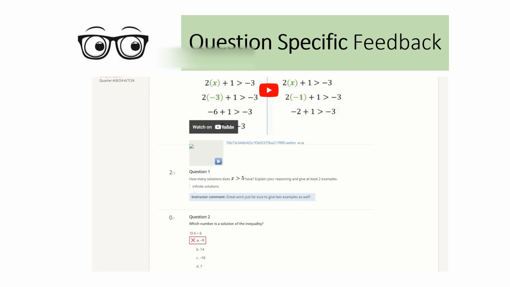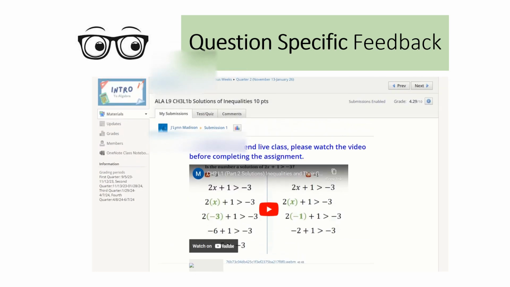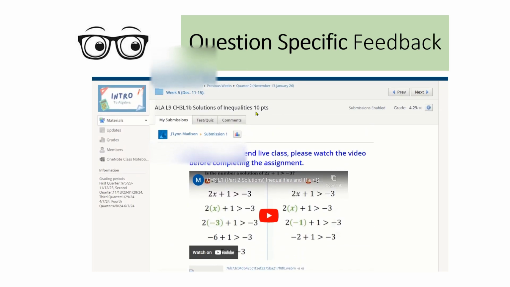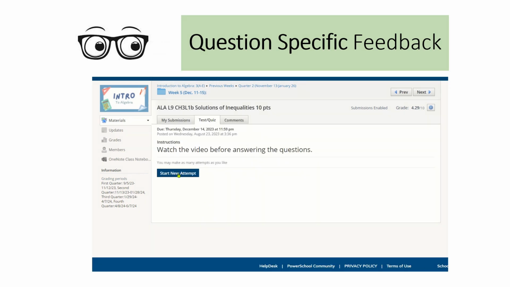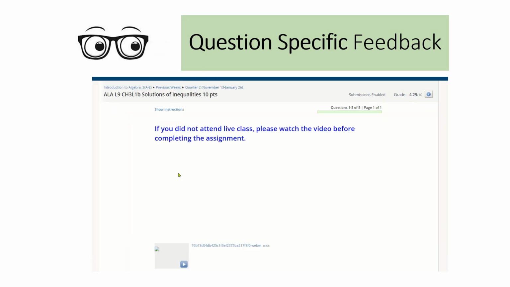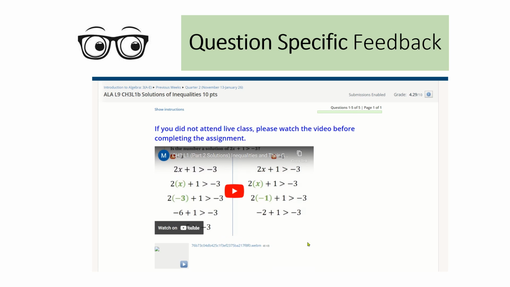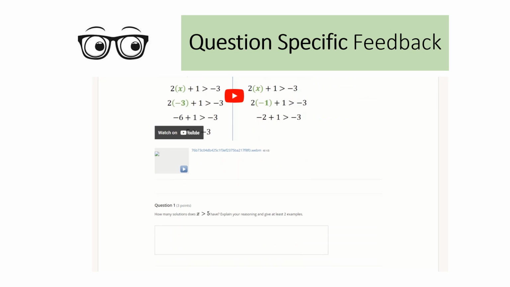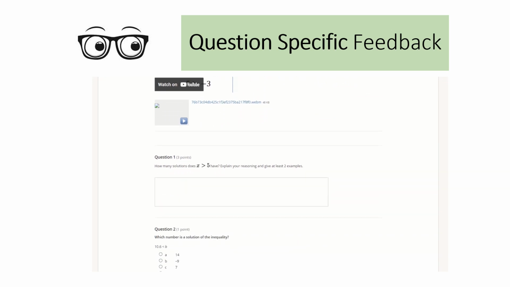So this student has the opportunity to go back and resubmit this quiz simply by going to the Test Quiz tab and starting a new attempt. Now the student knows that they need to give examples on question number 1, and they can try again on question number 2.